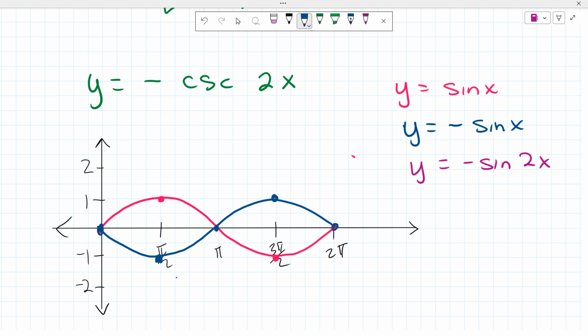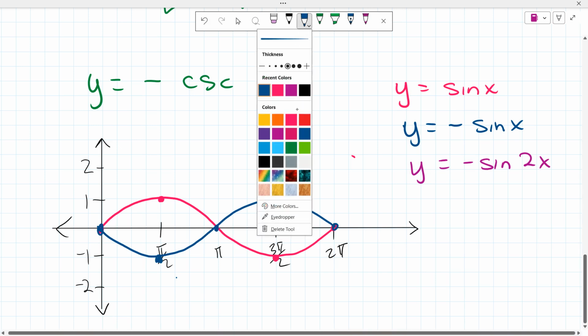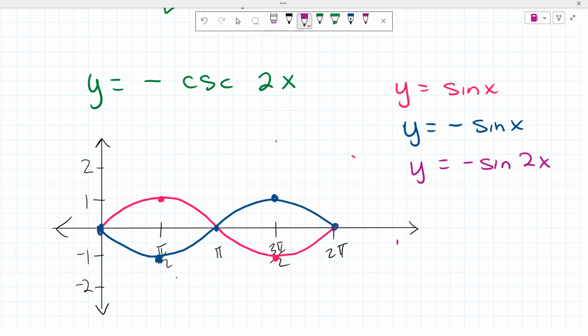What's negative sine of 2x? What does the 2 do to it? Shrinks it how? Horizontally or vertically? Horizontally. It affects the period. It's twice as skinny. I wish I could be twice as skinny. But we're 0 here. Here. Half of this is here. Half of this is here. Half of this is here. Okay, that's twice as skinny.